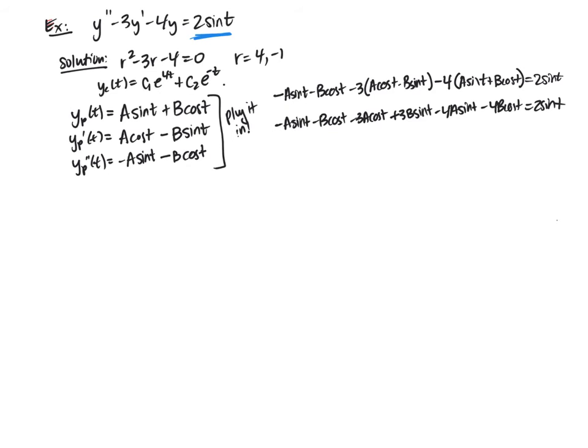Okay, so what's the coefficient of the sine? I can take all the things with sine together. Let's see, where are all the things with sine in it? This one, and that one. Okay, so we get negative a plus 3b minus 4a sine t, plus, and then what's the cosine stuff? I have negative b minus 3a minus 4b.